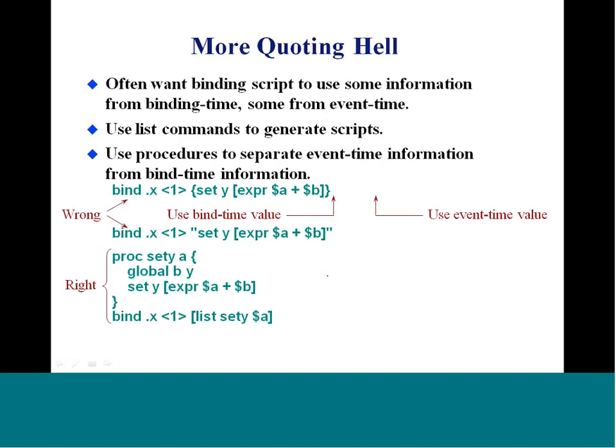Okay, some more examples. We may often want the binding script to use some information from the binding time and some from the event time. So we can use list commands to generate these scripts and use procedures to separate the event time information from the bind time information. So how do we do this?